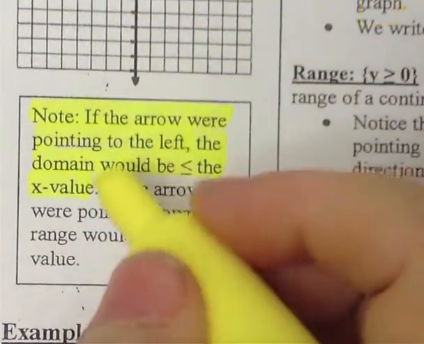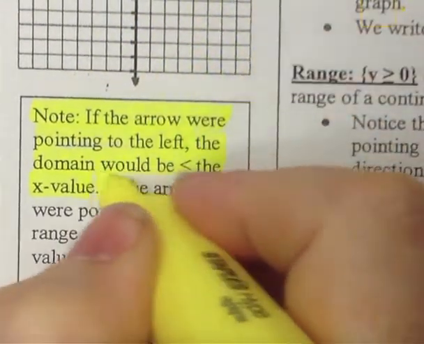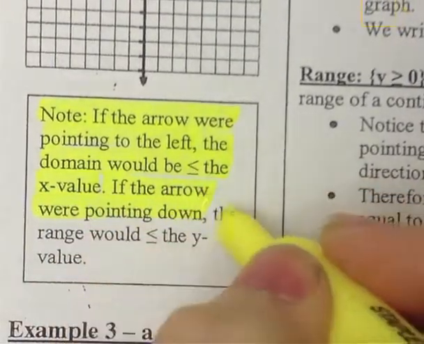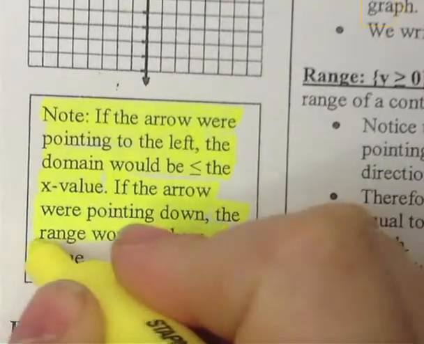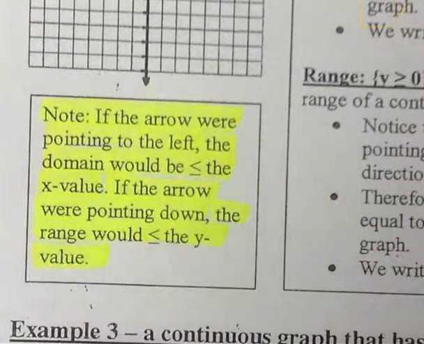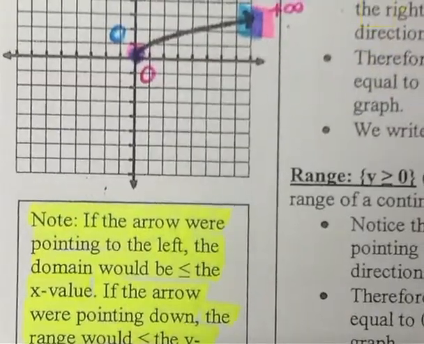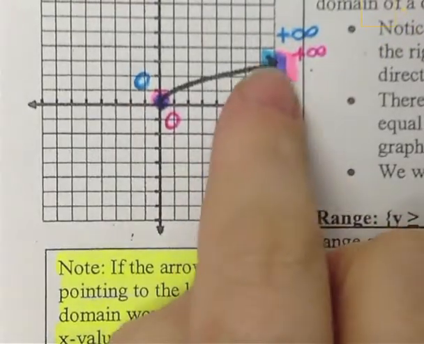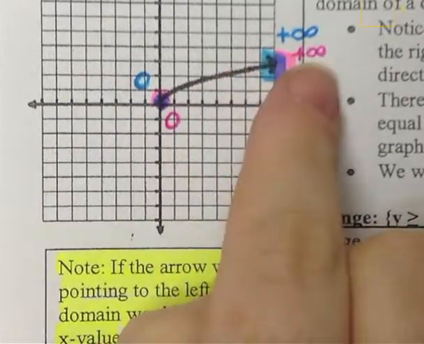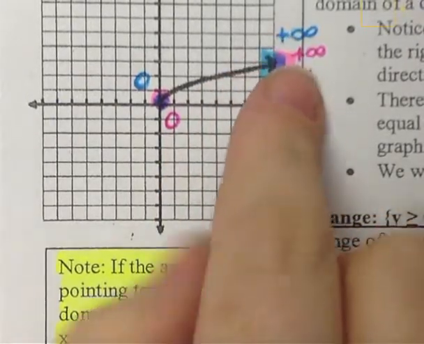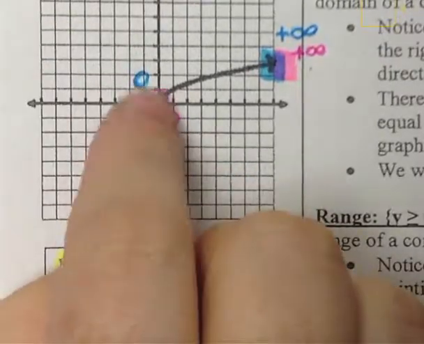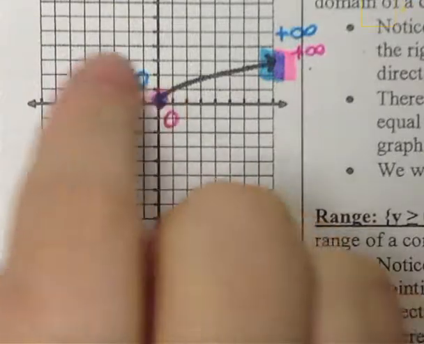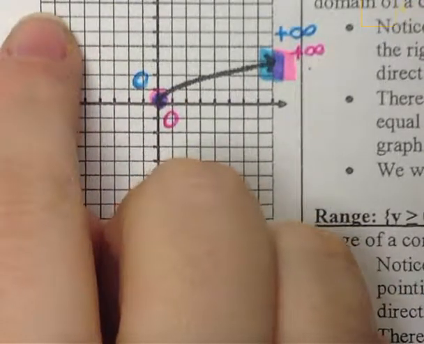However, if the arrow were pointing down, then the range would be less than or equal the y value, because the range would be pointing to the negative infinities. So this arrow could actually be pointing in different directions. Because it's pointing up and to the right, both of them are positive infinities. If it was pointing up and to the left would be a negative infinity, but the up would still be a positive infinity for the range.